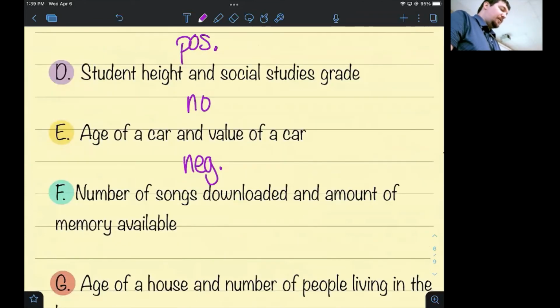Number of songs downloaded and the amount of memory on your phone available. Xander? Negative. Yeah, also negative. The more songs you have, the less memory you have available.